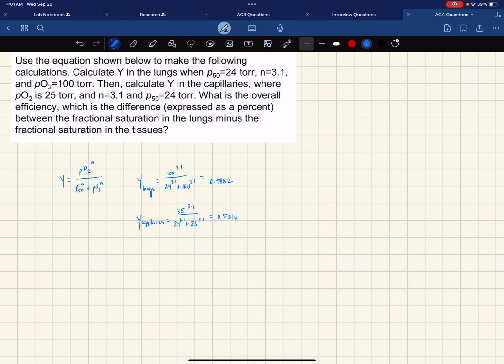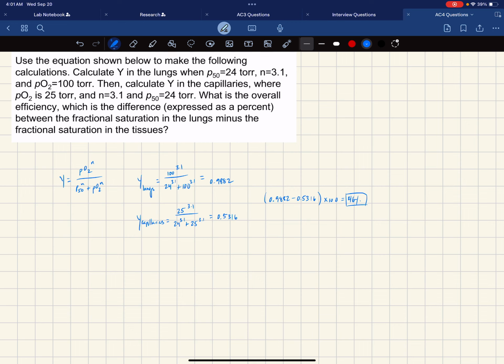And that's going to give us 0.5316. And so to find the difference between these two fractional saturations, it'll just be these two values subtracted and then multiplied by 100 to give you the percent. So we'll get 46%.